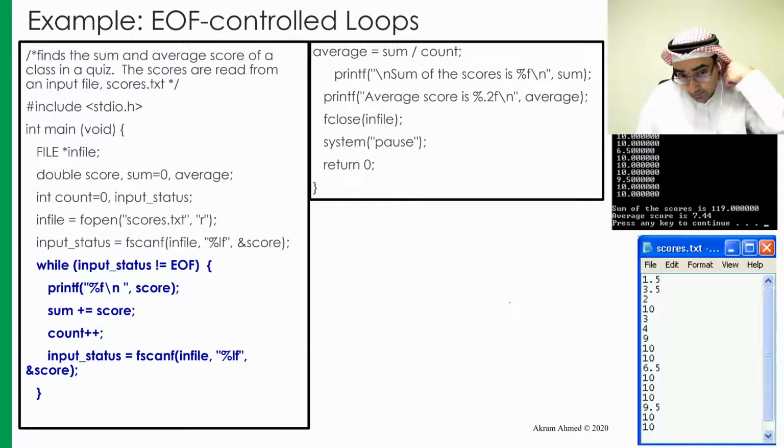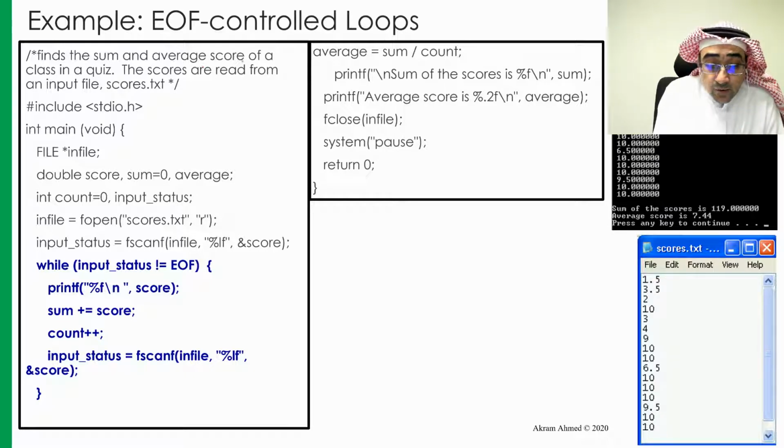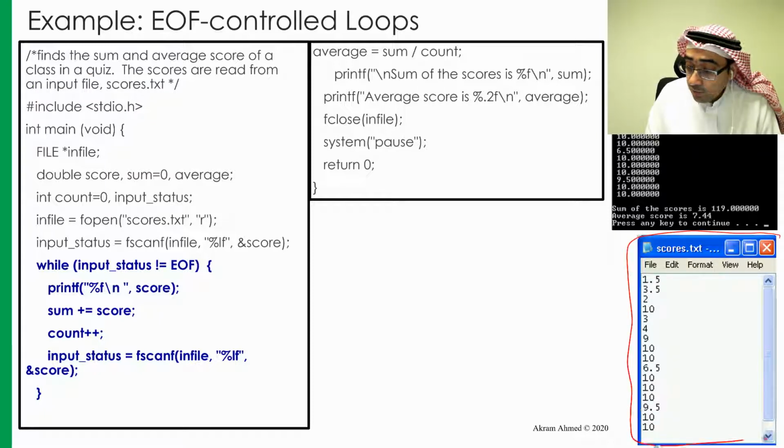So let's take this example. In this example, we have an end-of-file controlled loop. We want to find the sum and average of the scores of a class in a quiz. Suppose I have this file over here, and it has the scores of one class, and I want to calculate the average and the sum of scores in this class. So here I'm going to start my program.